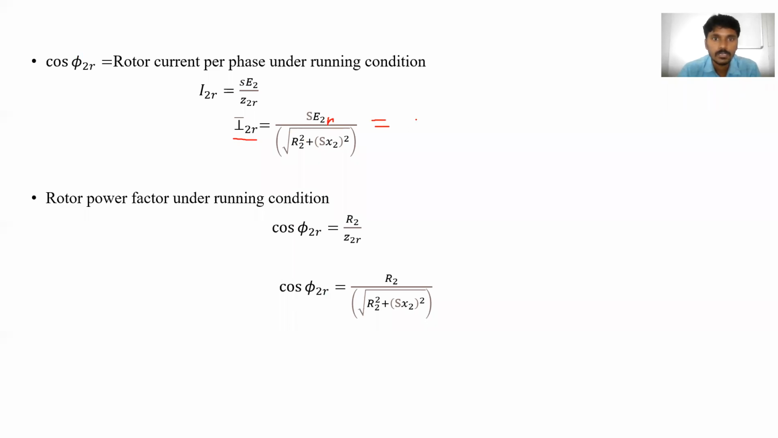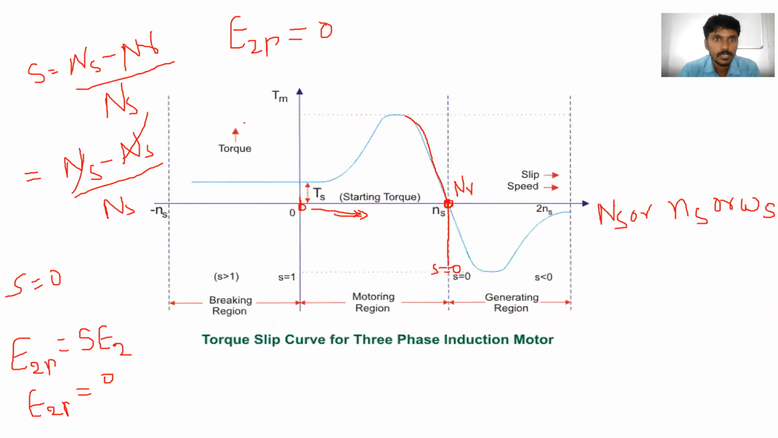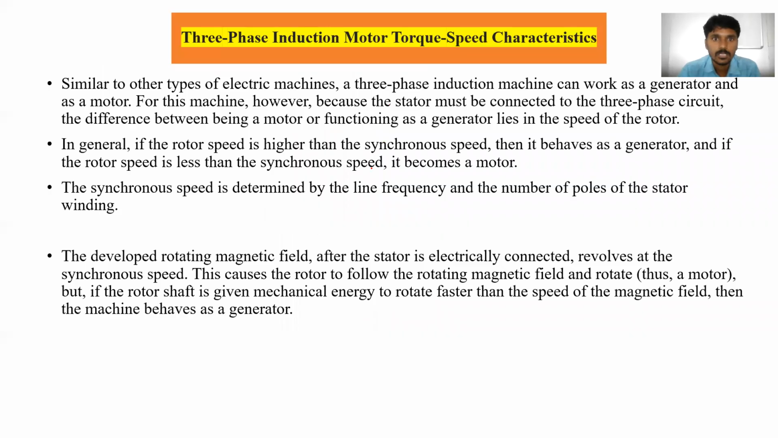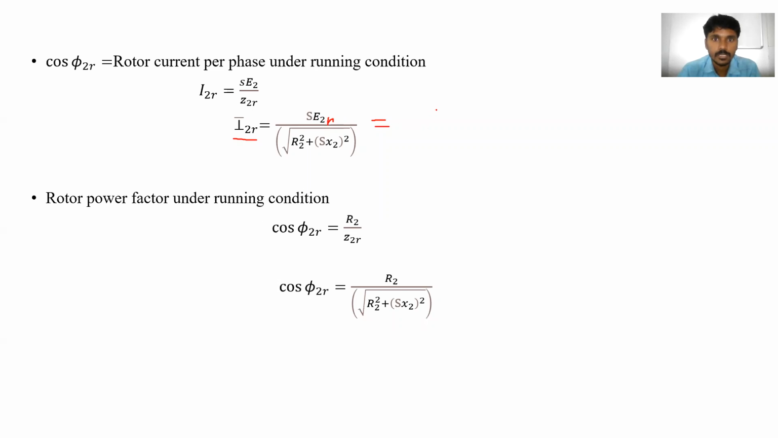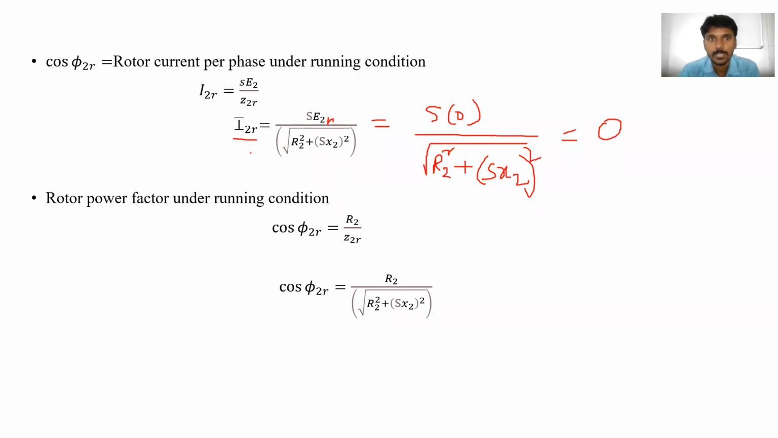So here E2R is equal to 0 when the motor speed is equal to synchronous speed. Then we can substitute in this equation: S into 0 divided by the square root of R2 square plus (S into X2) square. That is equal to S into 0, 0 by some value, so the total value becomes 0. Means the rotor current under the running condition is 0.